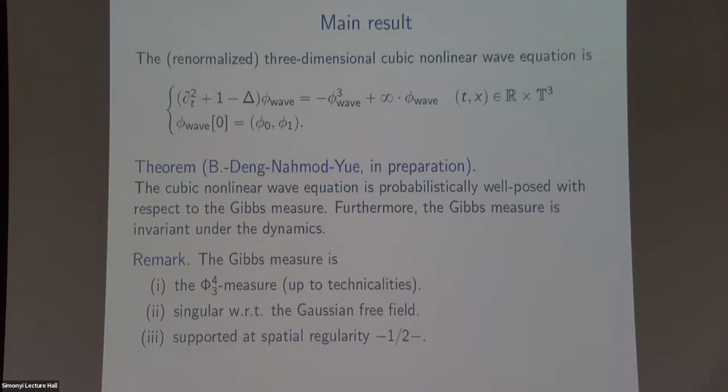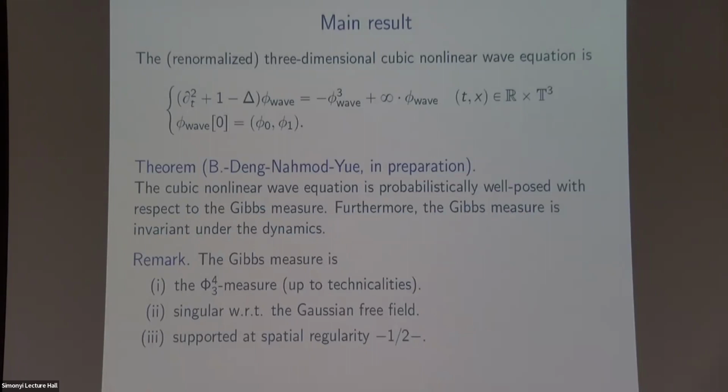So here's what it says. The cubic nonlinear wave equation is probabilistically well-posed with respect to the Gibbs measure. That means that I can take an initial data from this measure, and I can actually solve my equation, right? Globally in time. Furthermore, this Gibbs measure is invariant under the dynamics, meaning that if initially it's distributed like the Gibbs measure, and I solve it, and I look at time 1, it will still be distributed like the Gibbs measure, right? Exactly what it said in the ODEs setting.